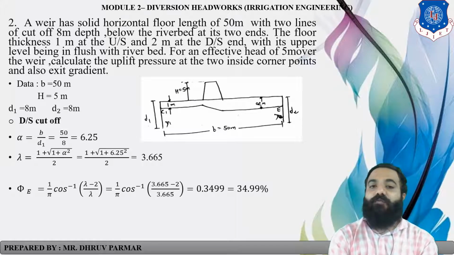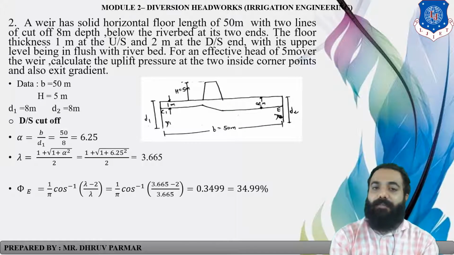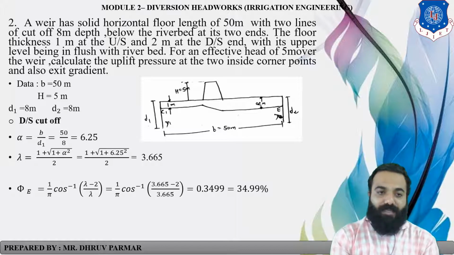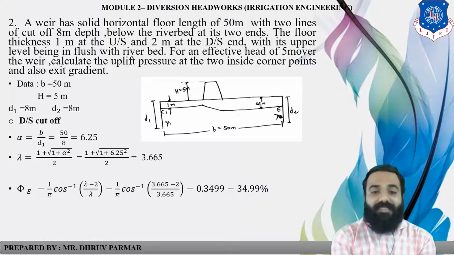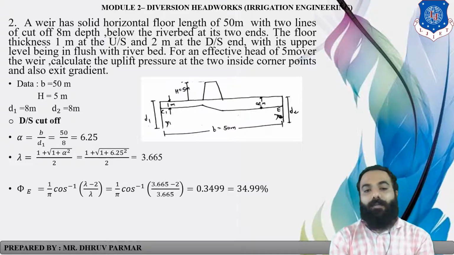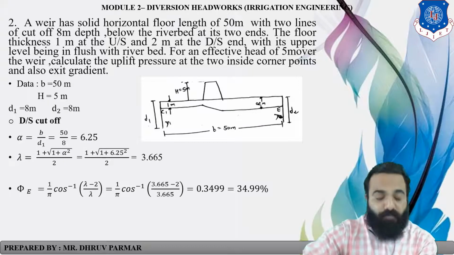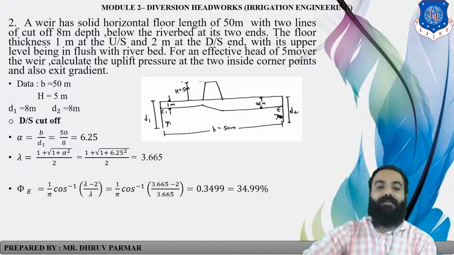So what is the value of phi E? Phi E equals 1 upon pi cos inverse of (lambda minus 2) divided by lambda. So we have the value of lambda; then put this value of lambda in this equation. Clear? So we get, in decimal form, 0.3499. We convert this into percentage form, that is 34.99 percent.